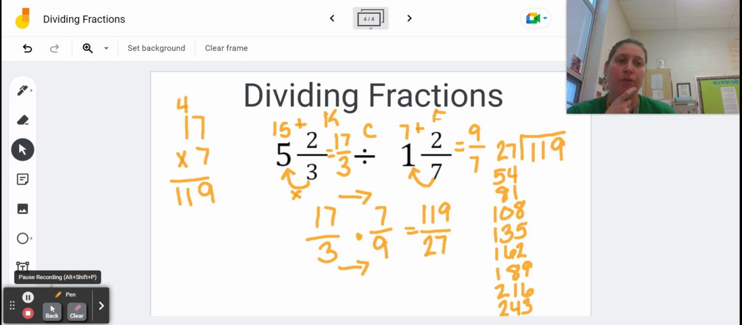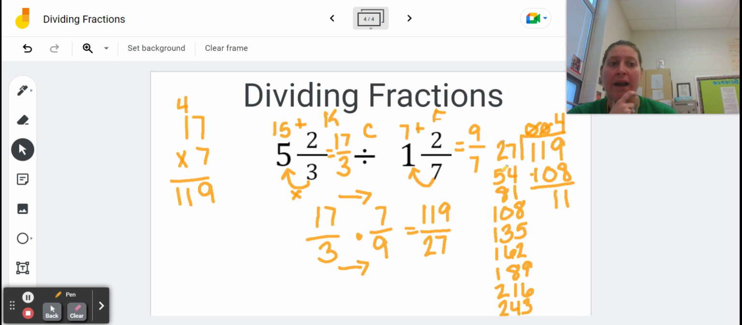I'm going to ask myself, how many times does 27 go into 1, which is 0? How many times does 27 go into 11? Still 0. How many times does 27 go into 119? So I'm going to go to my list. Too small, too small, too small, too small, too big. Go up by 1. That's the fourth number down. So I'm going to have a 4 in my quotient. 4 times 27 is 108. I'm going to subtract, and I'm going to get 11.